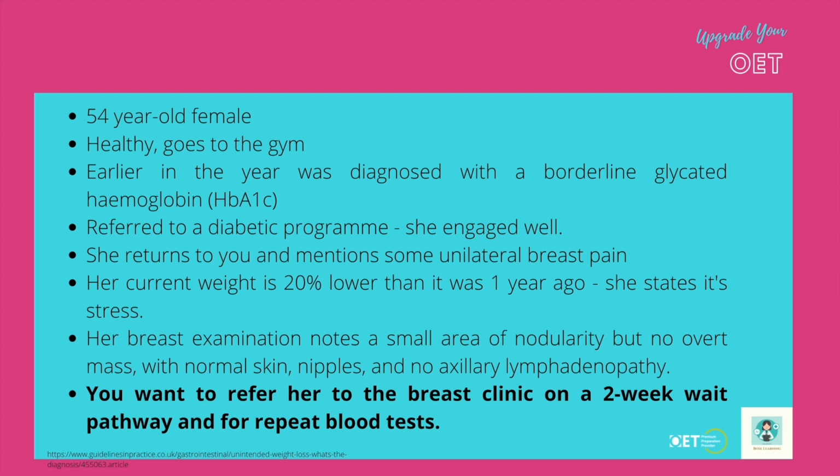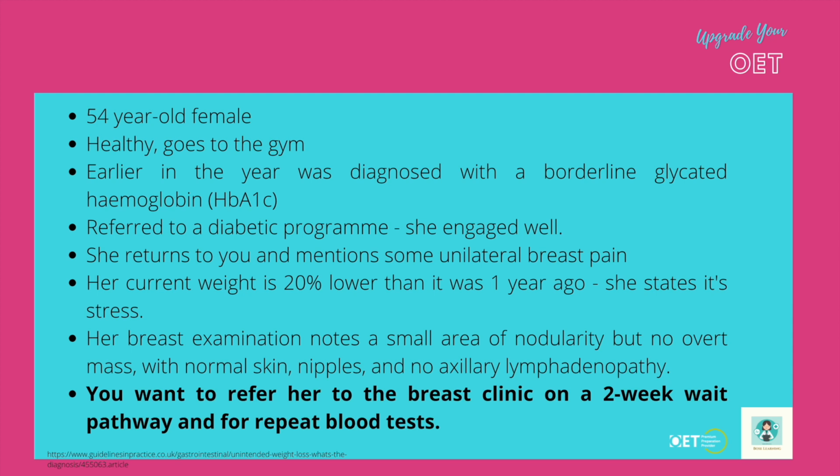But if you want a summary, this is what it is. There's a 54-year-old female who's healthy, she's a regular gym goer, and earlier in the year she was diagnosed with borderline glycated hemoglobin. She was referred to a diabetic program, which she engaged with well. And then she returns to you sometime later and mentions unilateral breast pain. You notice that she looks much thinner than she was at the start of the year. You take her weight and it's actually 20% lower than 1 year ago. She states it's because of stress and she can't eat properly.